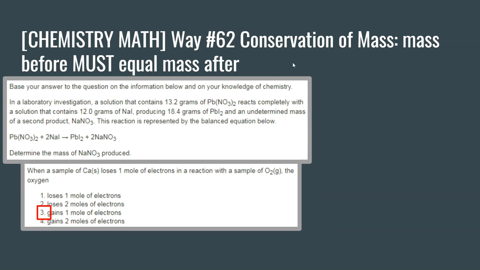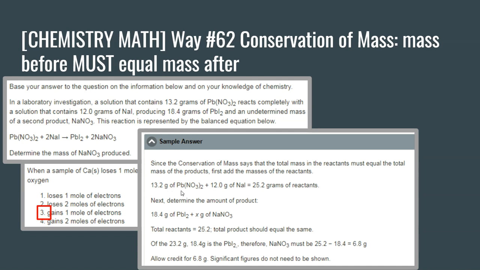In order for conservation of mass to apply to this equation, the mass going in should equal the mass going out. So what's going in? If 13.2 grams of lead 2 nitrate and 12 grams of sodium iodide are reacting, the mass of the reactants is 25.2 grams on the left. So how much product should we produce? We should produce an equal mass of product, but it doesn't tell you how much sodium nitrate is produced. So we're going to call that X, and we know that 18.4 plus X grams of sodium nitrate has to equal 25.2 grams of reactant, which is what we started with.